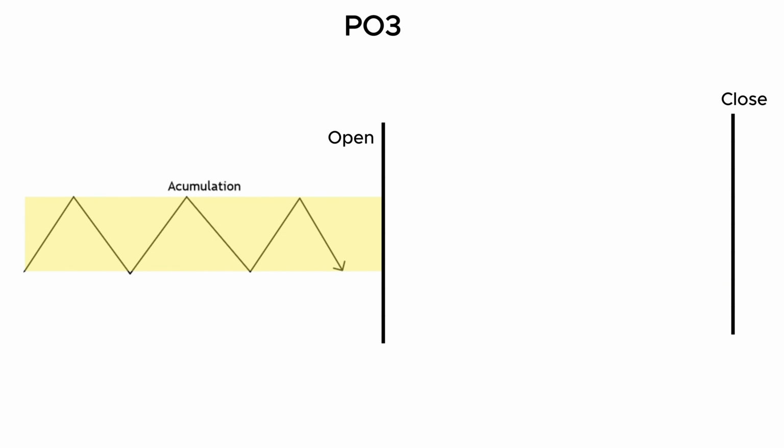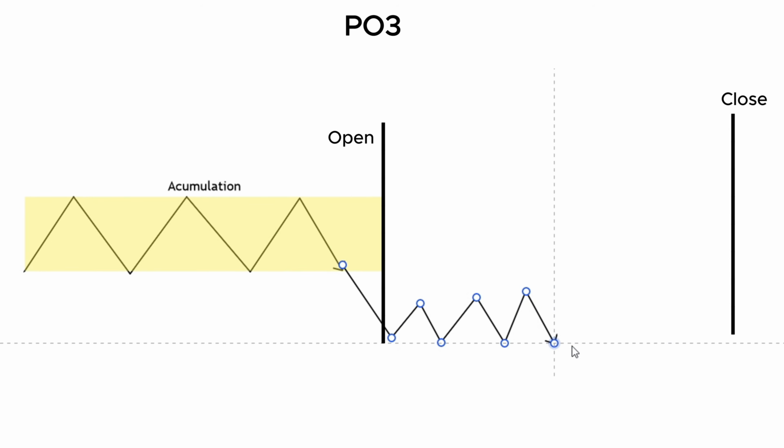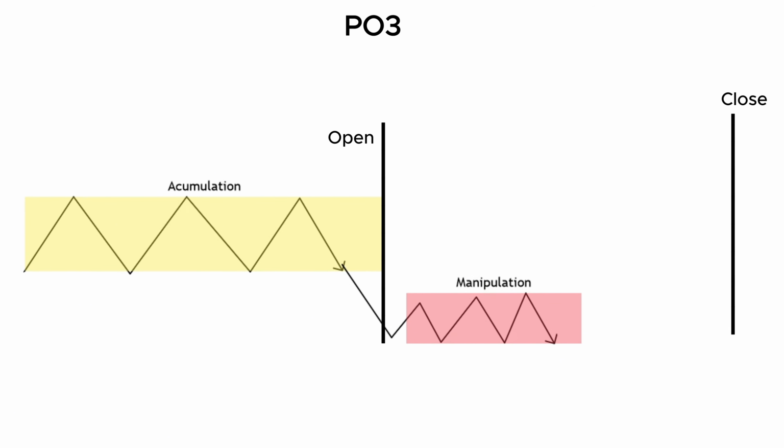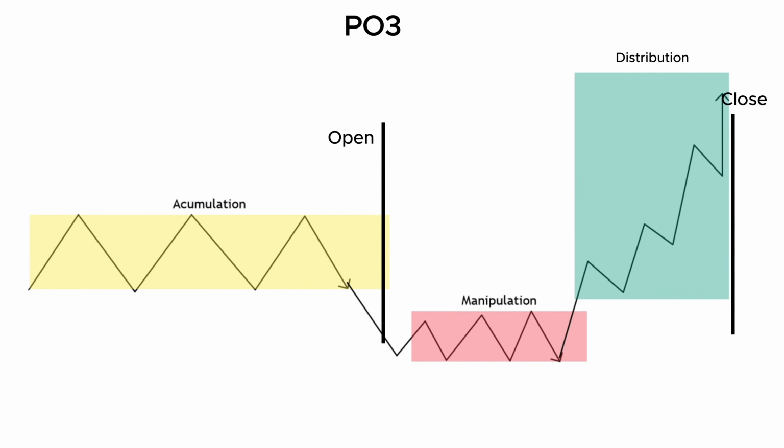And the other way around can also be done. In that case, that would be a bullish power of 3. The accumulation now first breaks to the downside, which is the manipulation. Then we look for setups to take the price up into the close with buy orders. So the distribution is met to the upside.